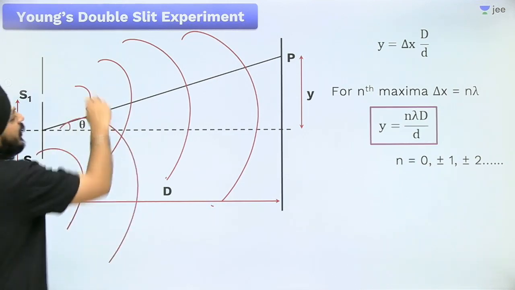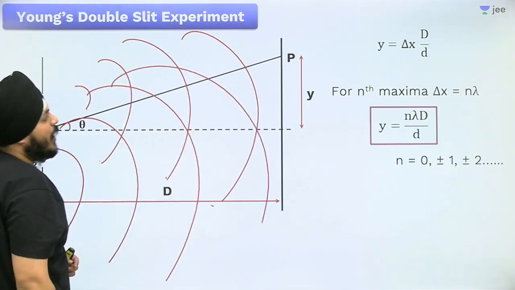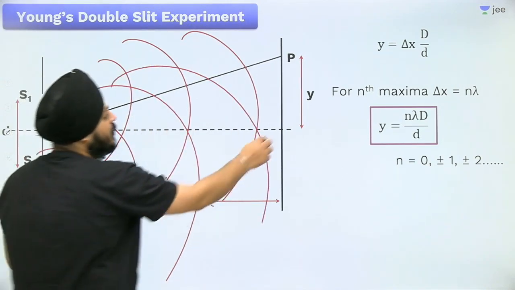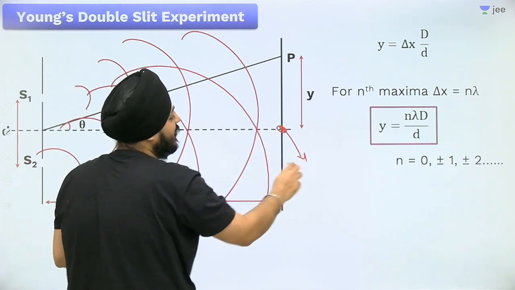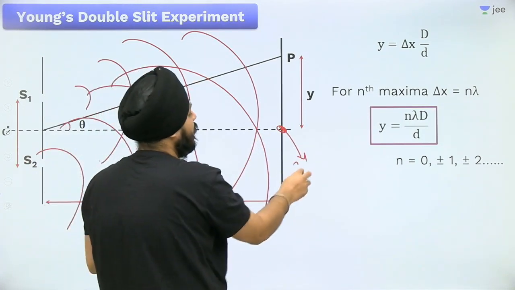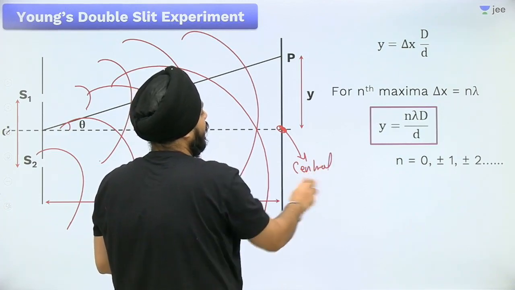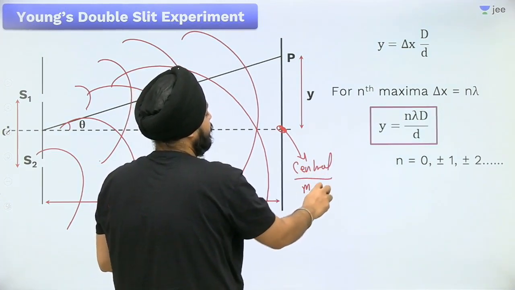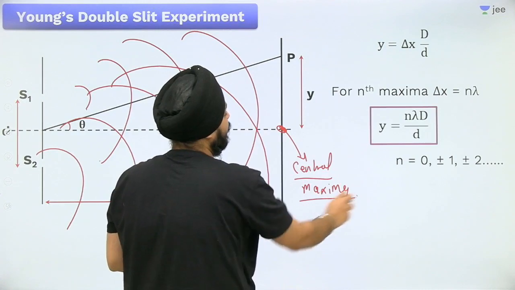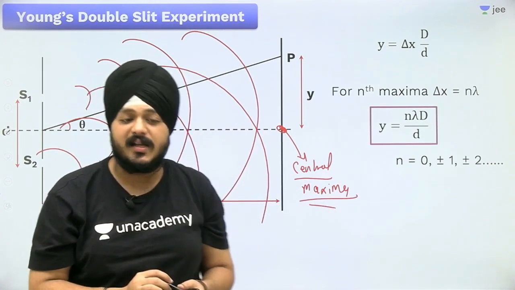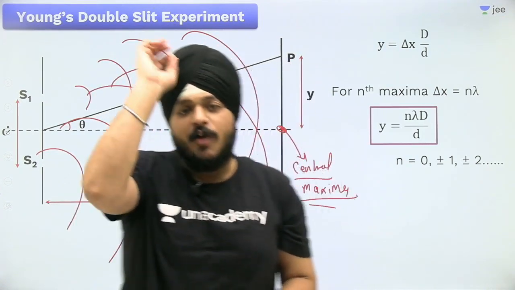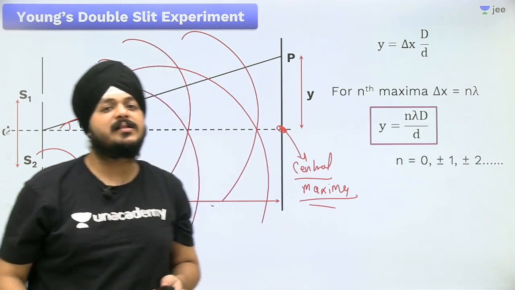We are having the kind of interference pattern, right? Because of this interference pattern, this is the central maxima, the brightest fringe that is produced. In short, this is what we are discussing about the Young's double slit experiment.